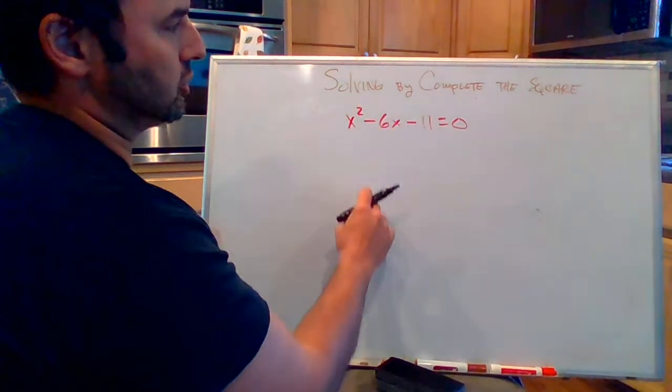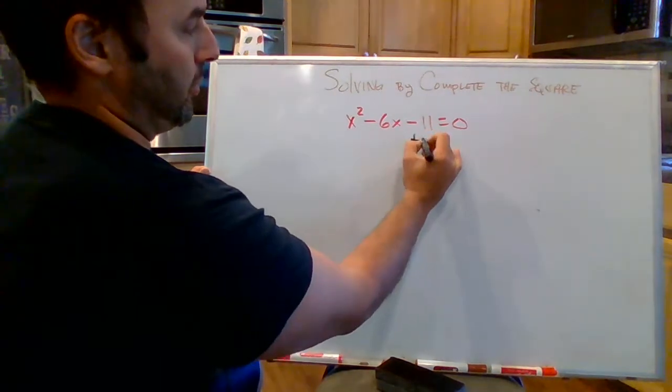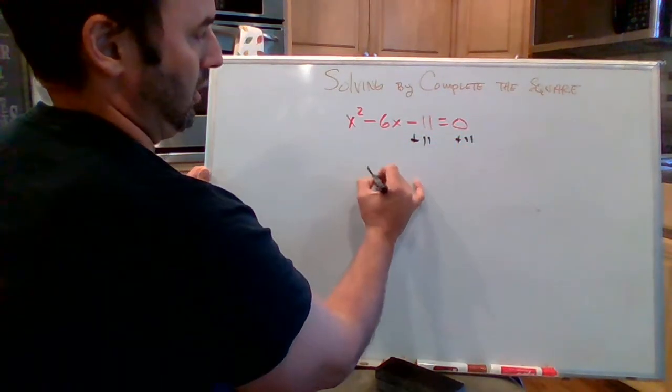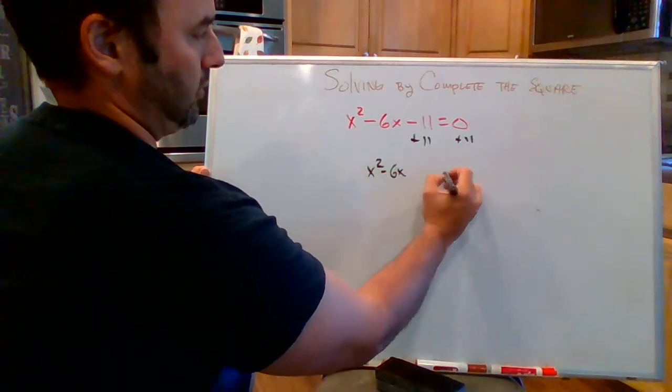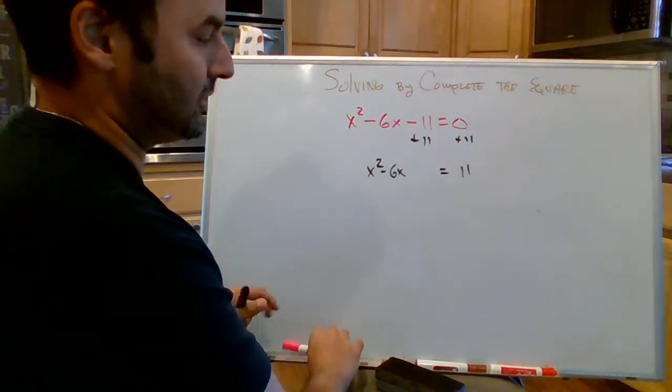So we're going to complete this square, but first, remember completing the square, it's just an x squared and an x. So I'm going to bring the 11 over. X squared minus 6x equals 11. All right, so I'm going to complete the square here.